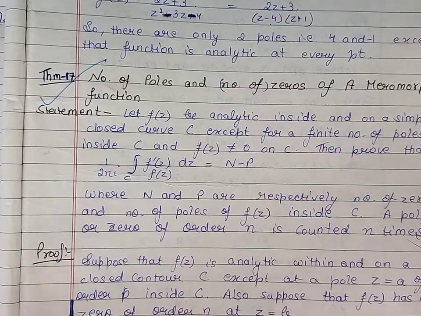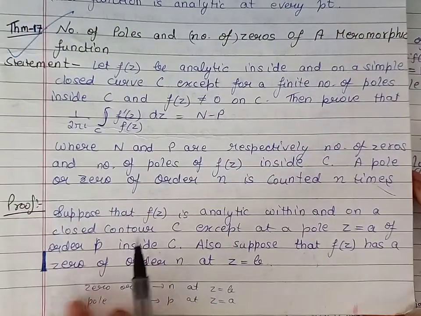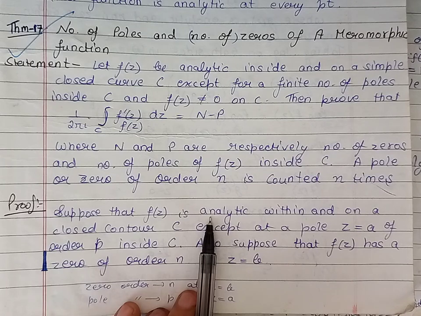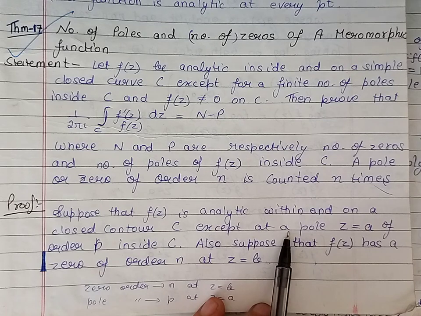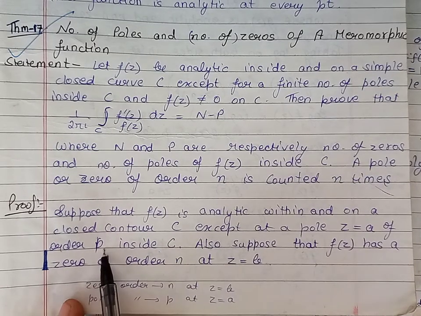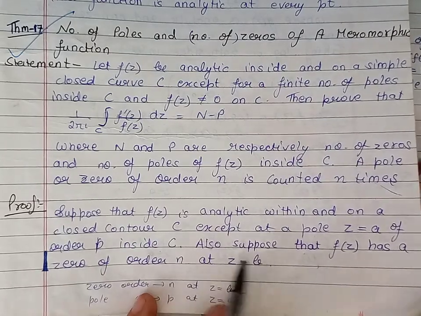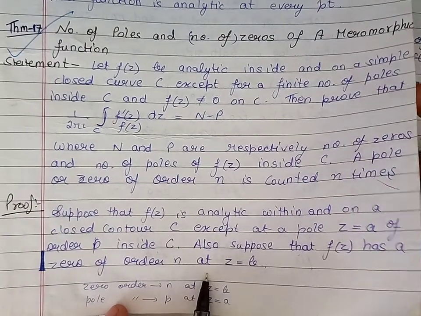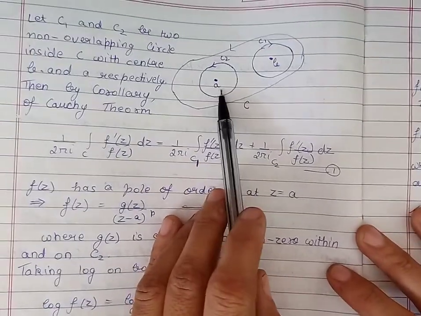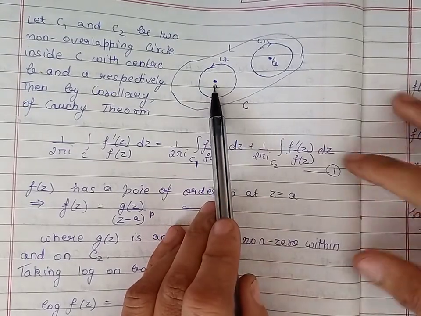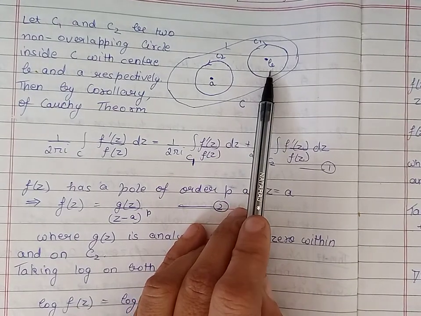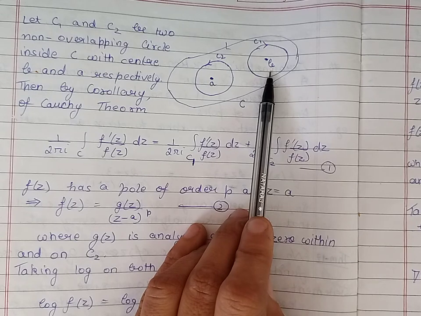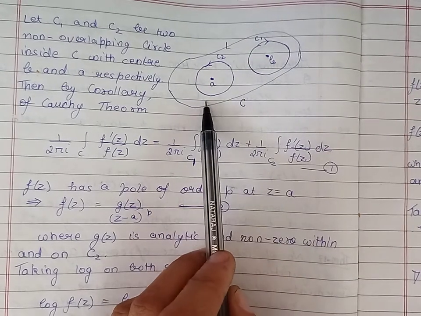Now to prove the theorem, suppose function f is analytic within and on the closed contour C except at a pole z is equal to a. Let us take the order of this pole as p, and suppose the function has a zero of order n at the point z is equal to b. Now let us draw two circles taking a and b as centers. Taking a as center, we have drawn the circle C2, and taking b as center, we have drawn the circle C1. These are two non-overlapping circles inside the closed curve C.